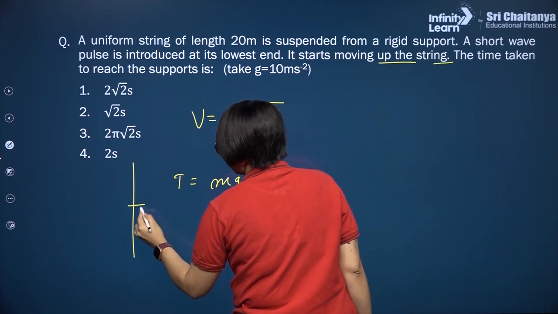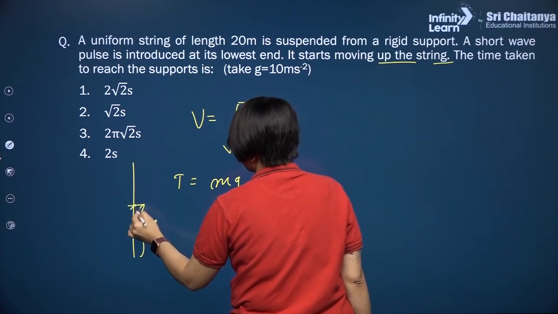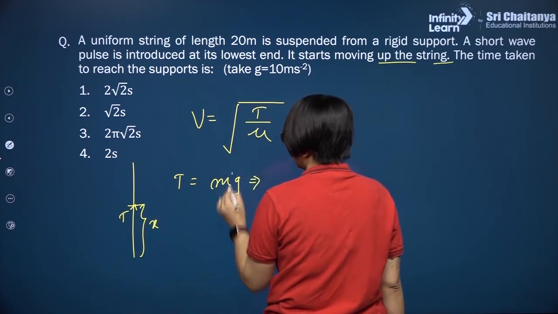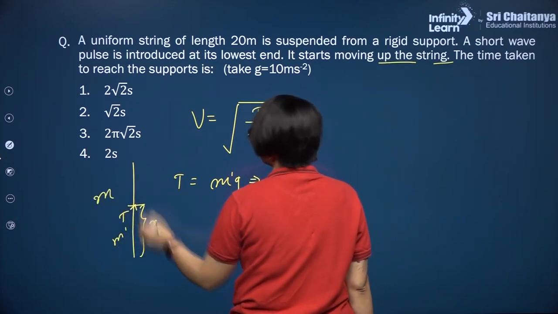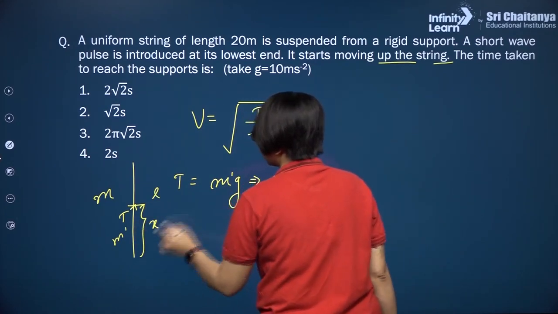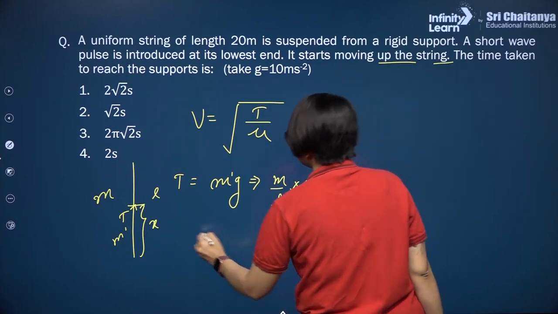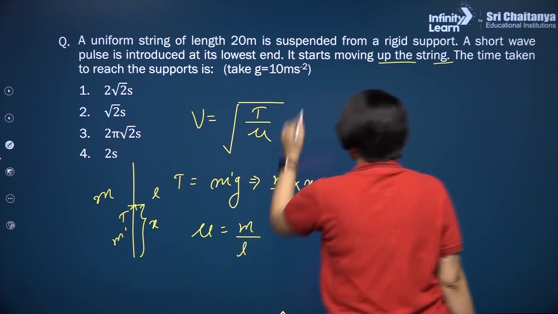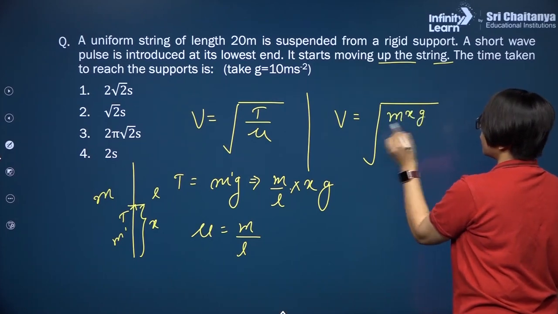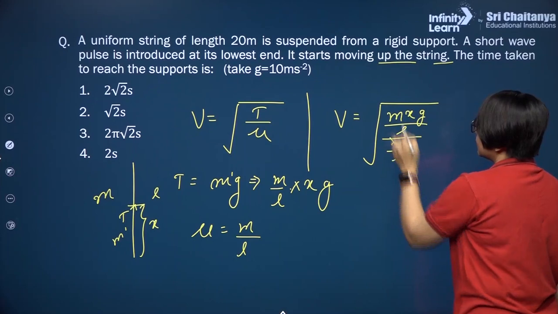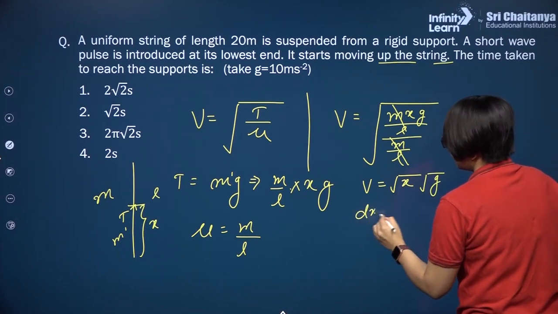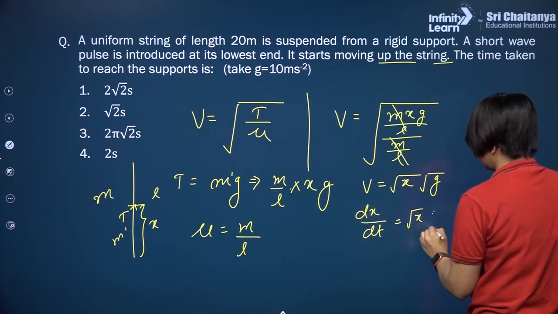So let's say at a distance x up the string, the tension value is T and the mass is m dash. Let's say total mass I'm considering m, total length I'm considering l. So m dash will be mass per unit length into the length of this portion, that is x, into g. And mu is total mass divided by total length. So speed will be under root of m x g divided by l, divided by m upon l. Cancel, cancel. So v is under root x into under root g. And v is nothing but dx upon dt, which is equal to under root x into under root g.